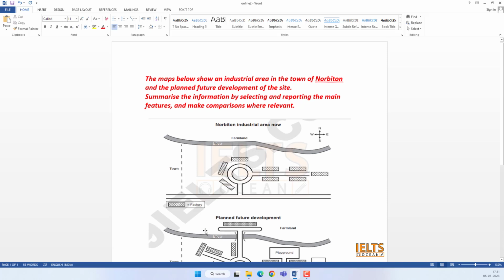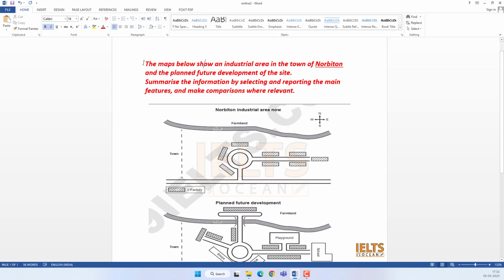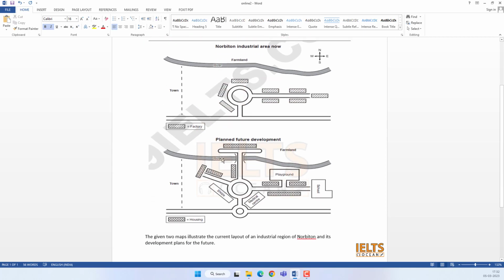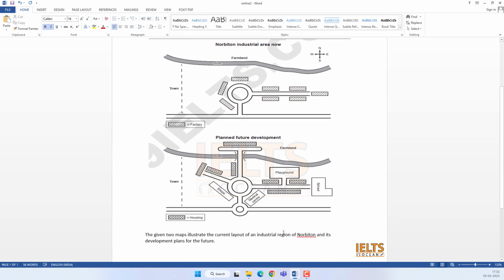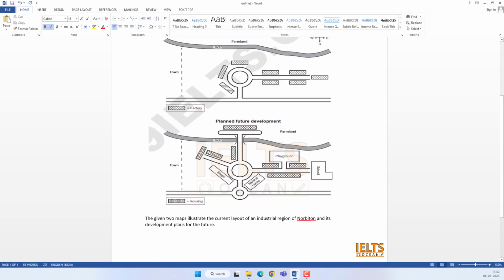So here you can see I have just paraphrased the question statement, and I have just changed a few words. Instead of show, I have used illustrate, and instead of industry area I have used region. This is how you can modify a few things in your essay to boost your score.